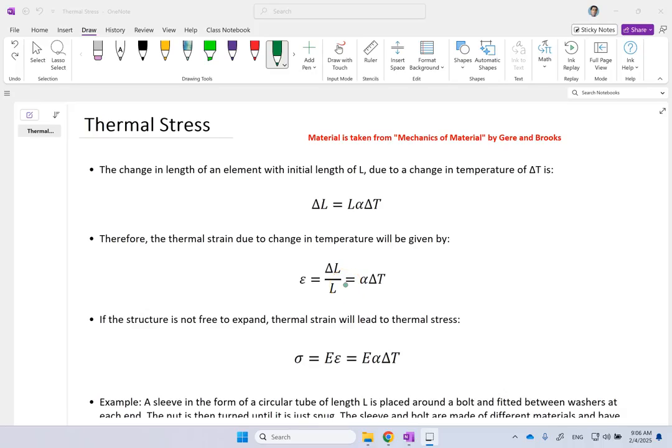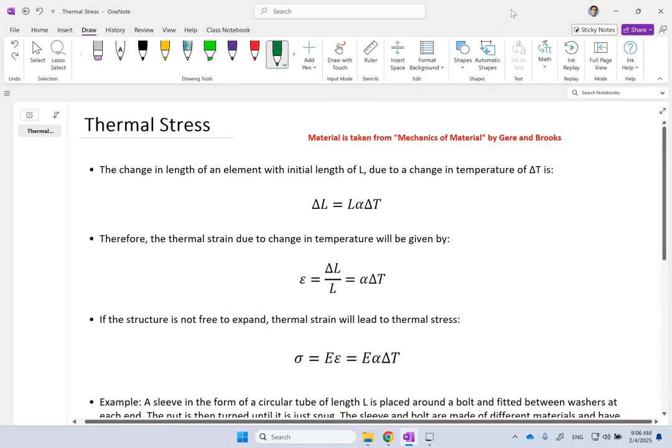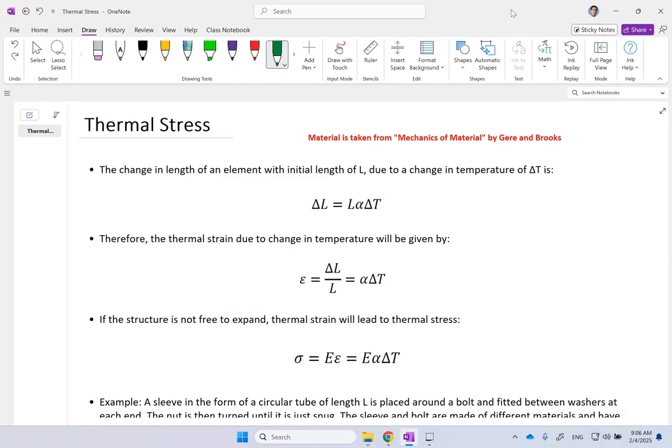Hello everyone. In this video we are going to look at thermal stress in material. By thermal stress we mean that the material cannot move, it's constrained mechanically. So when the temperature increases or decreases, it has thermal expansion or contraction, and since it cannot move, there will be some forces and some stress in the material. So it's thermally induced stress basically.